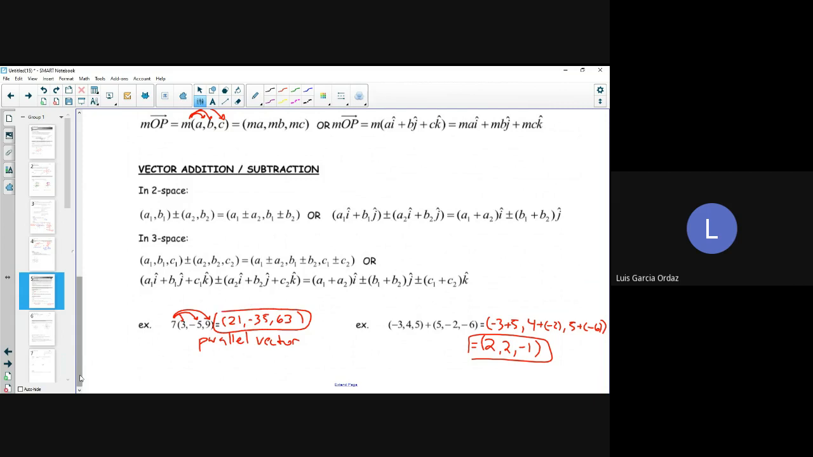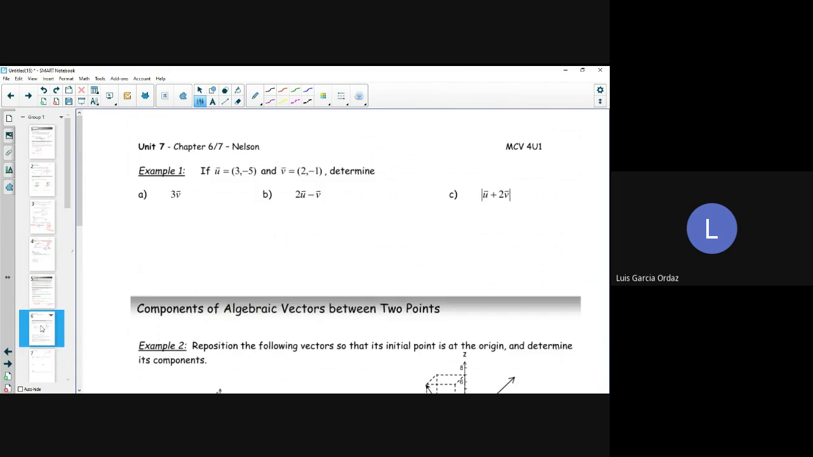All right, we got the easy stuff out of the way. Now let's get into a bit more of not challenging questions, but more application type of questions. We have vector u is (3, negative 5), and vector v is (2, negative 1). So this is a two-dimensional space. I want you to determine for part A what vector 3v is going to be. Who can tell me what vector 3v will be, for example 1a? Remember, all you're taking is vector v and multiplying it by 3.